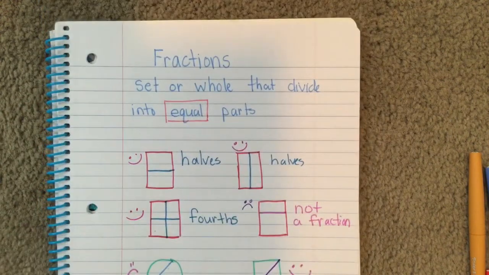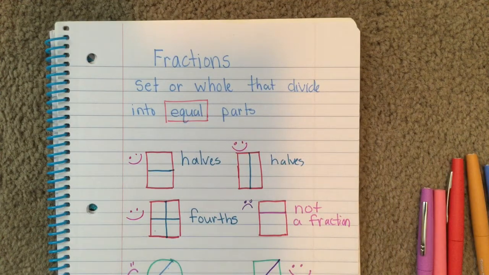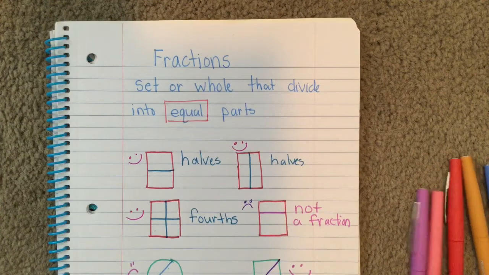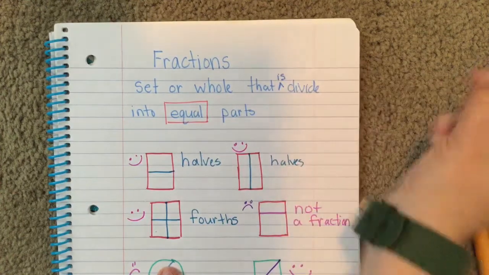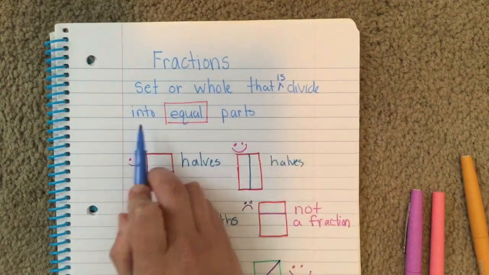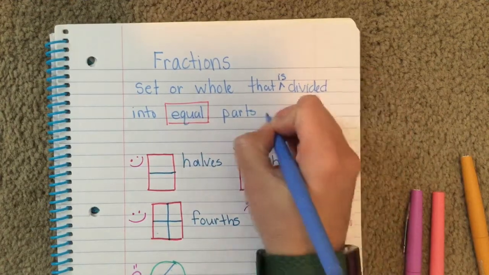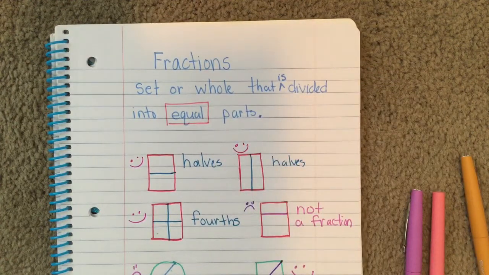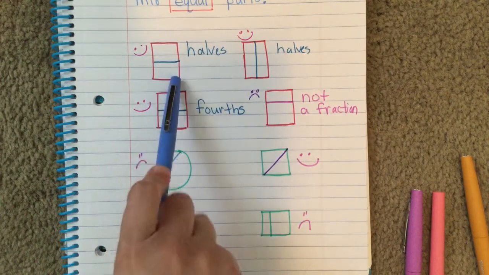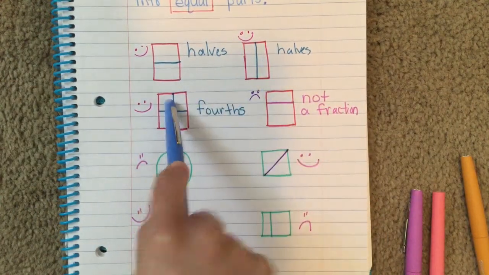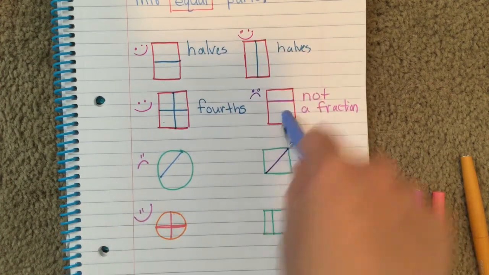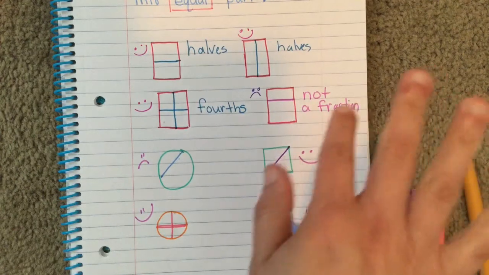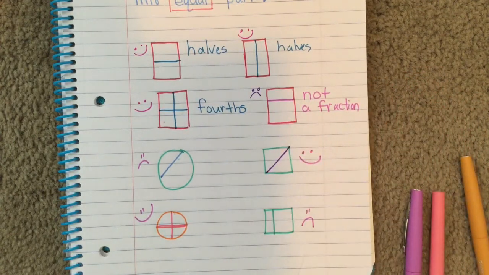Okay friends, so just to review, we have been working on fractions. A fraction is a set or a whole that is divided into equal parts. Ms. Rodriguez sees she made a mistake right there, so I'm going to fix that, using my caret. A set or whole that is divided into equal parts. So remember, we're looking for equal parts. Here's an example of a fraction, a fraction, a fraction, a fraction, and a fraction, because they all have equal parts. This one and this one are not fractions because their parts are unequal.